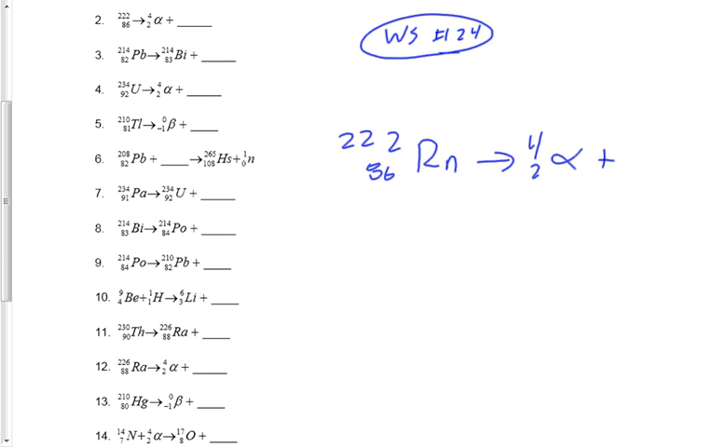Okay, we gotta make sure that all the mass numbers add up, all the atomic numbers add up on the left side and the right side. So let's do the mass number first. On the left side, we got 222. On the right side, we gotta have 222 as well. 4 plus 218 gives me 222. 86 on the left side, 2 plus 84 gives me 86. What's atomic number 84? Polonium? Is that right?